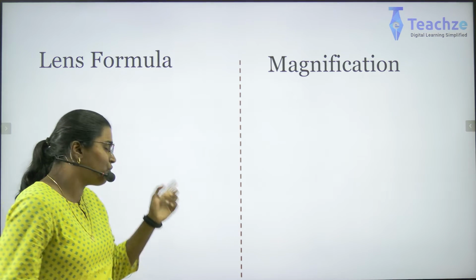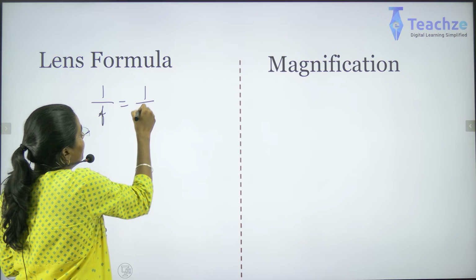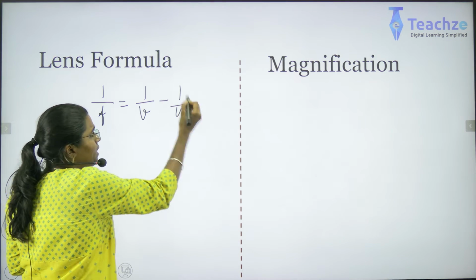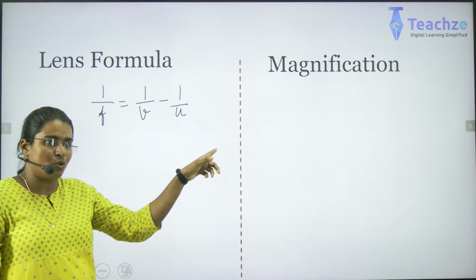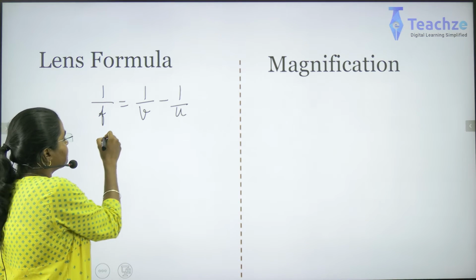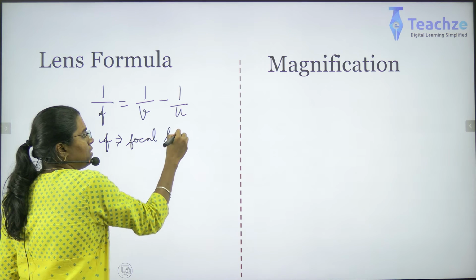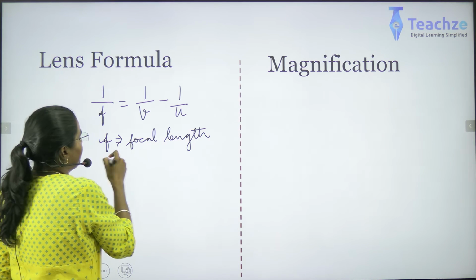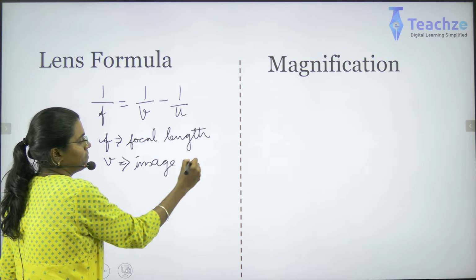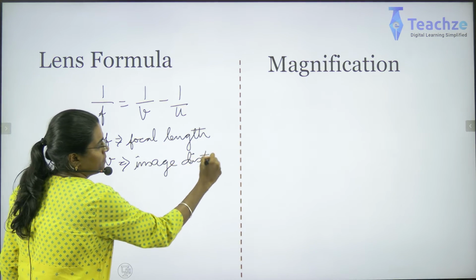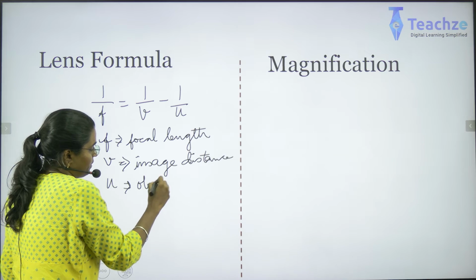There we saw the mirror formula and magnification. The lens formula is 1 by f equals 1 by v minus 1 by u. There it was 1 by v plus 1 by u. Here f is the focal length, v is the image distance, and u is the object distance.